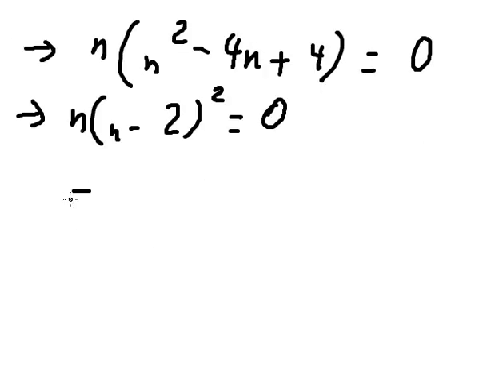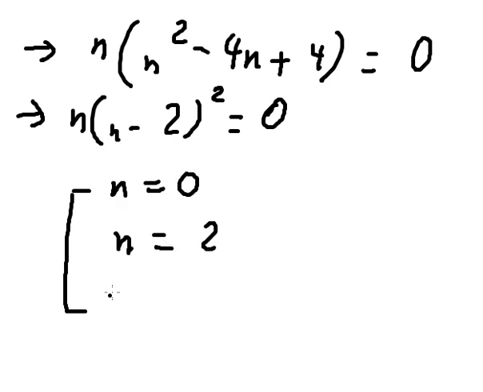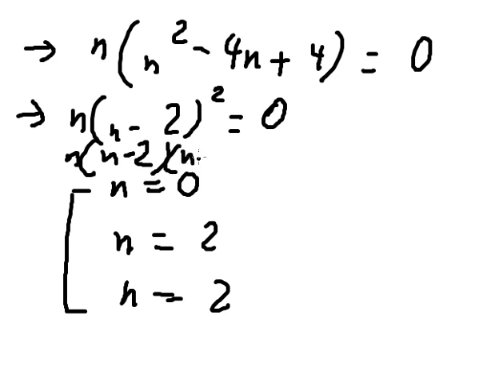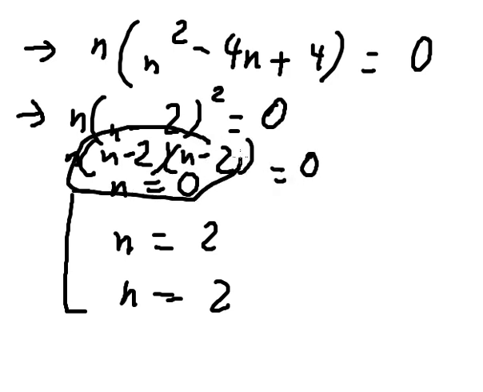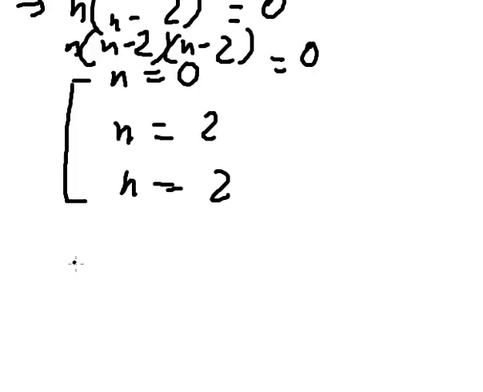Now we have three solutions. We have n equals 0, n equals 2, n equals 2. So why do we have this one? Because we have the power 2. That means we will have n minus 2, n minus 2. So that's why we have two solutions of n equals 2.